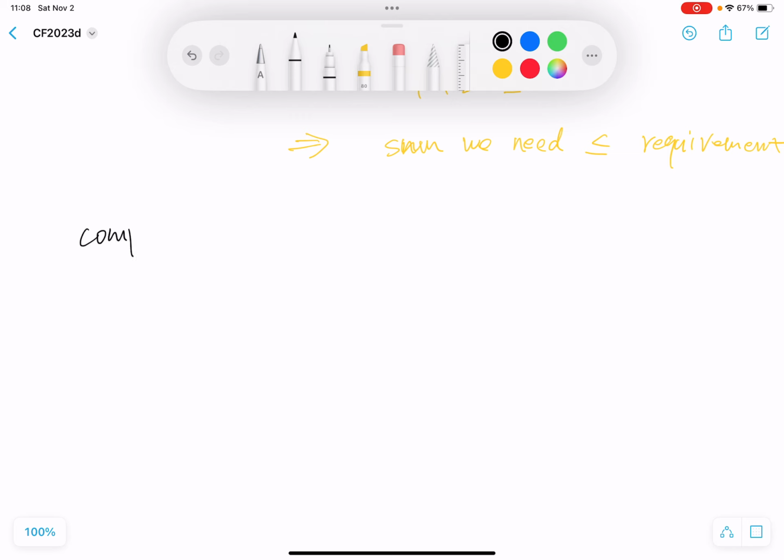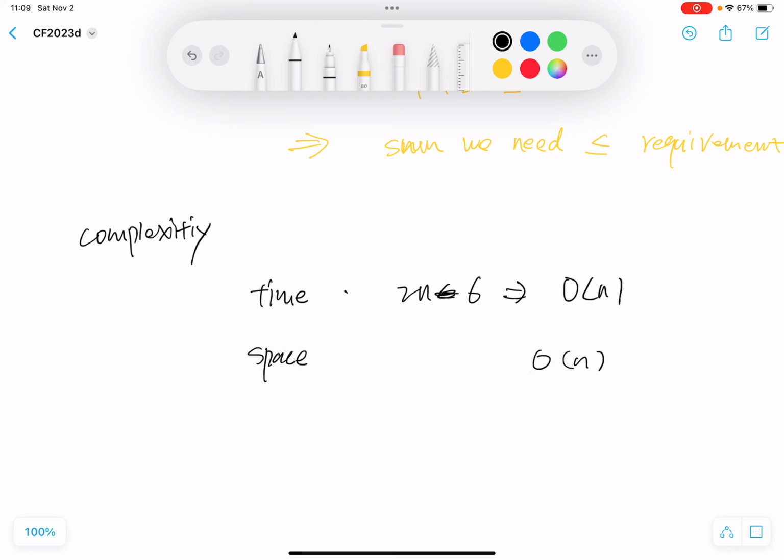Last part is complexity. This is an interactive problem. So the time complexity is definitely less than 2n minus 6. It will also be O(n), and the space complexity will also be O(n). Okay, this is all about our solution and the explanation about this problem.